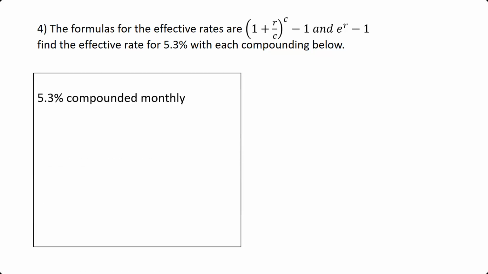So the first one, 5.3% compounded monthly. Because it's a compounded amount, it uses the first formula, 1 plus R over C to the C, and then the minus 1 is not in the exponent. So go ahead and plug it in.